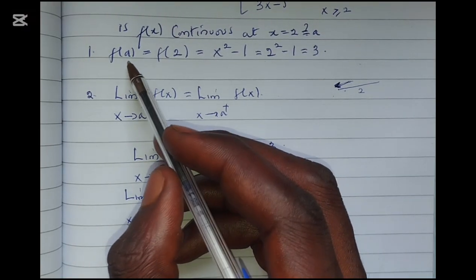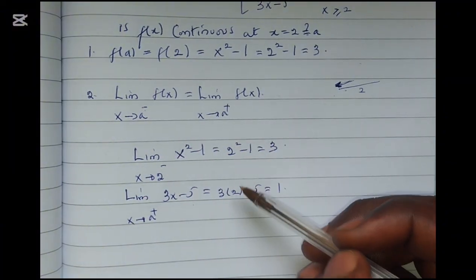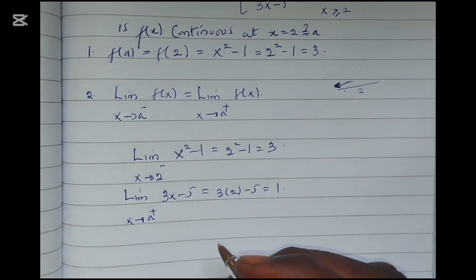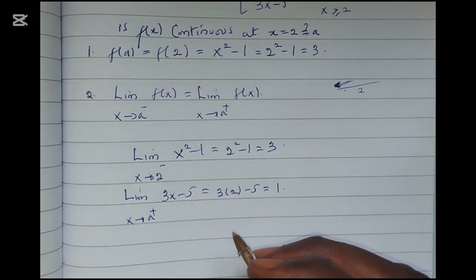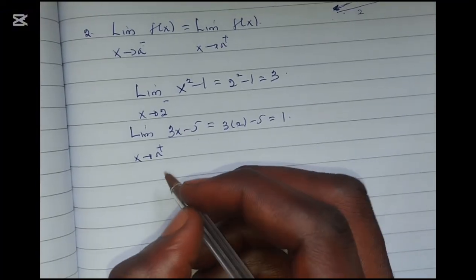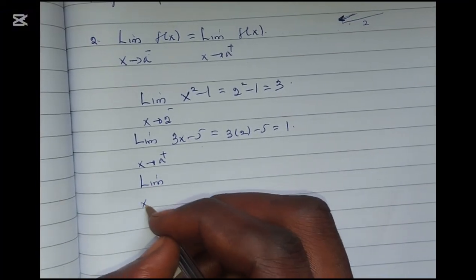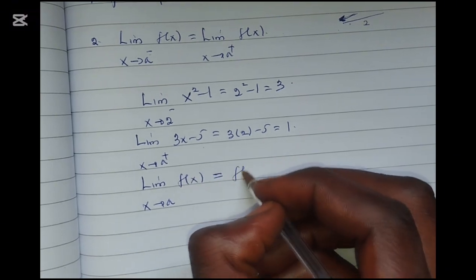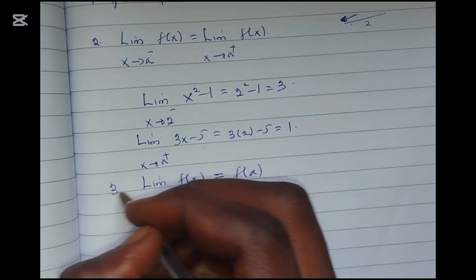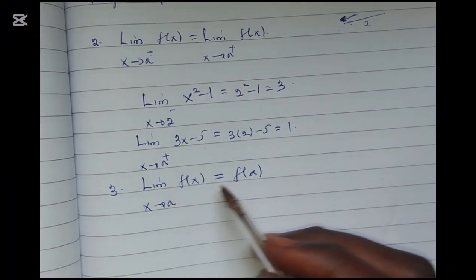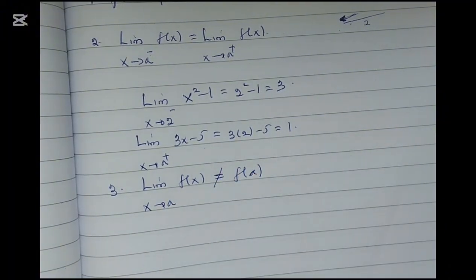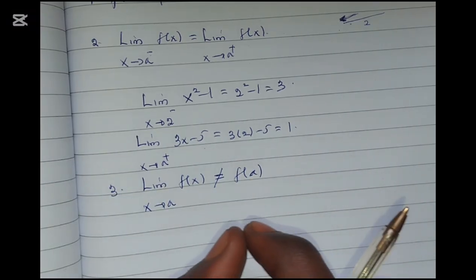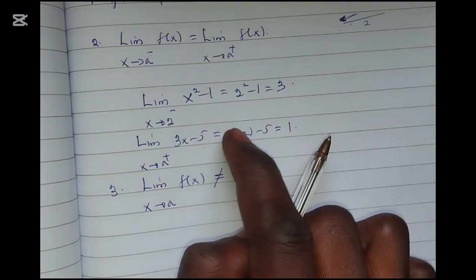Now because f of a is defined but the limits do not match, we call this a special kind of discontinuity, which is a jump discontinuity. Because of this, we can say that the limit as x approaches a of f of x does not match f of a, which is the third condition. The third condition says that this must match, but in this case it does not. So this function is discontinuous and it has a jump discontinuity. Why jump? Because the limits do not match.